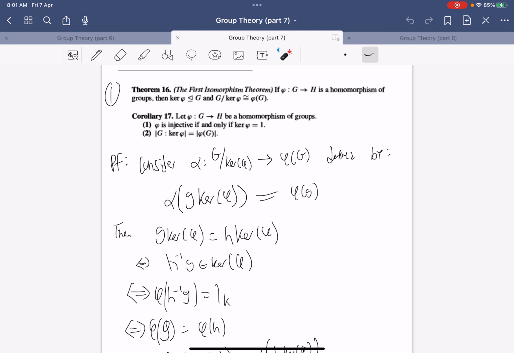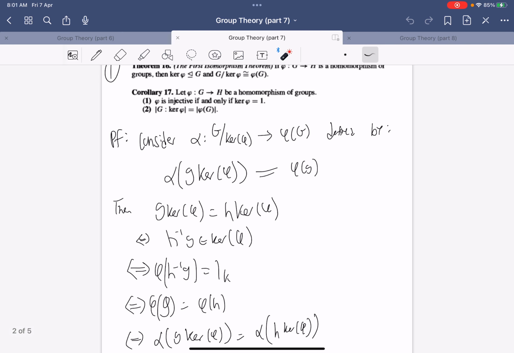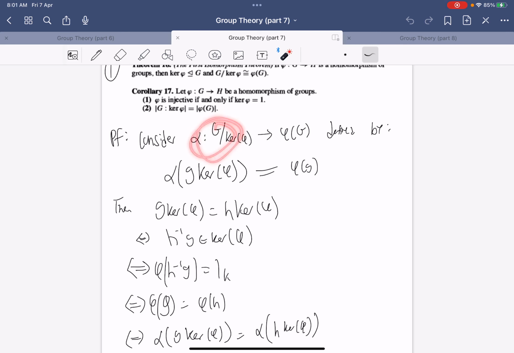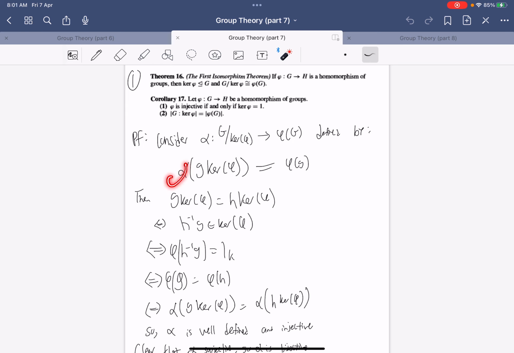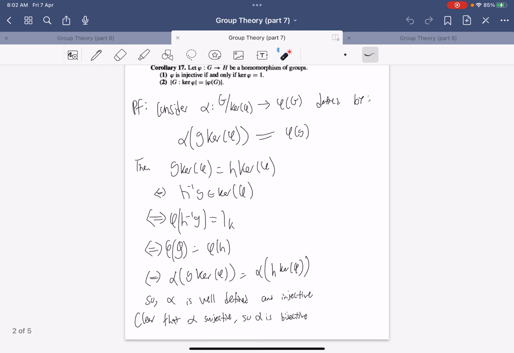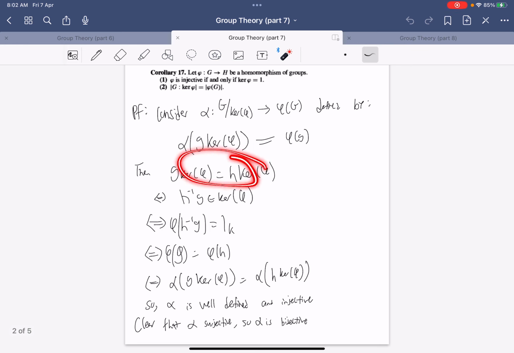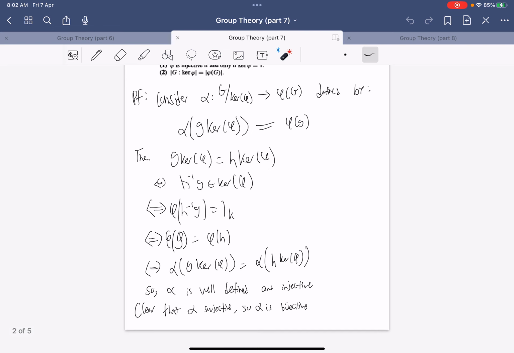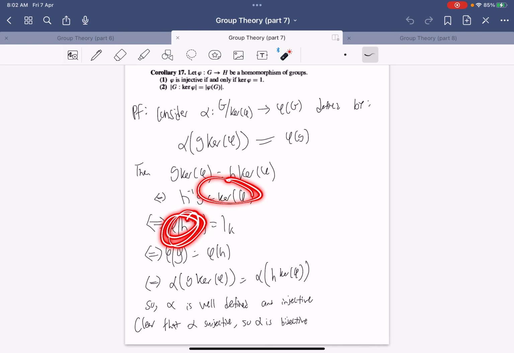So how do we prove this? Well, first we consider the map alpha from G quotient by the kernel of phi to the image of G. And we just define alpha of the coset g kernel phi to equal phi of g. Then two cosets are equal if and only if h inverse g is an element of the kernel. And this is true if and only if its image equals 1.